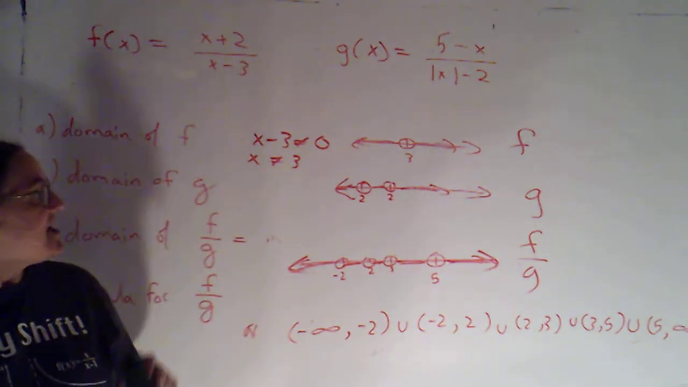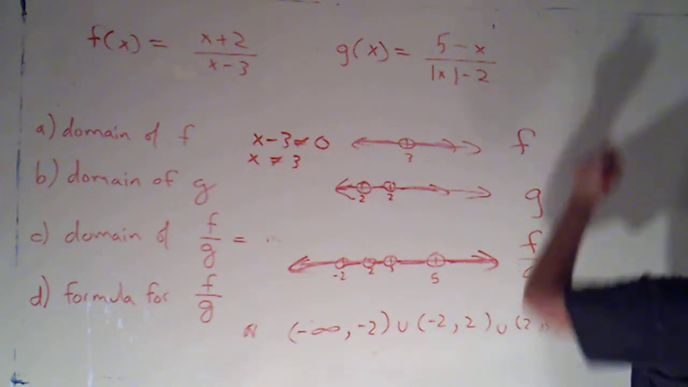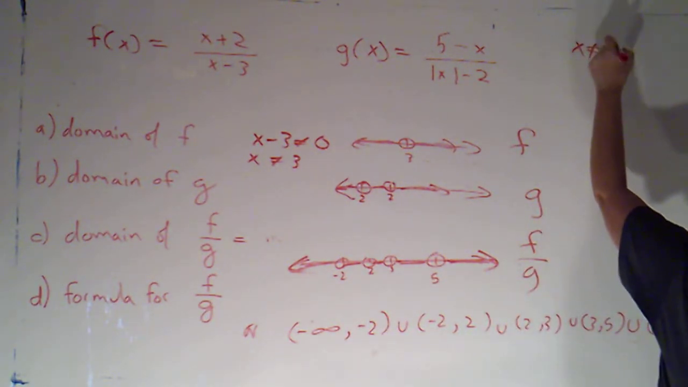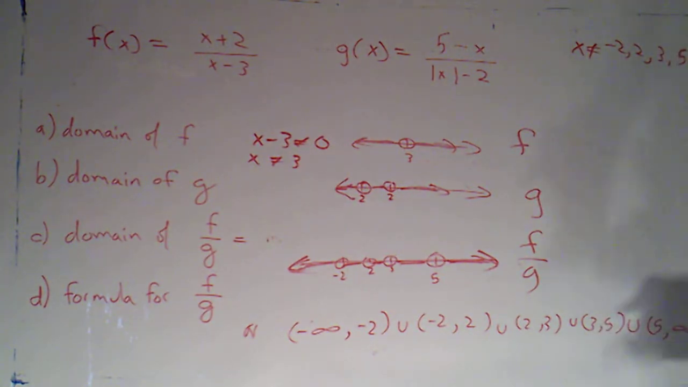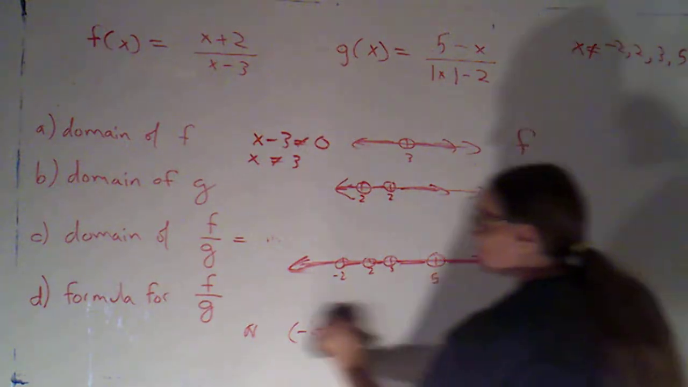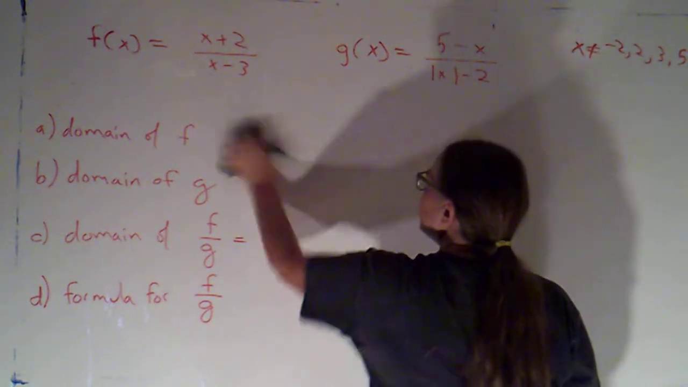Okay, so basically x is not allowed to be, I'm just going to write this in shorthand, x can't be negative 2, 2, 3, or 5. Okay, that's sort of my shorthand. Now I want to find a formula for f divided by g.